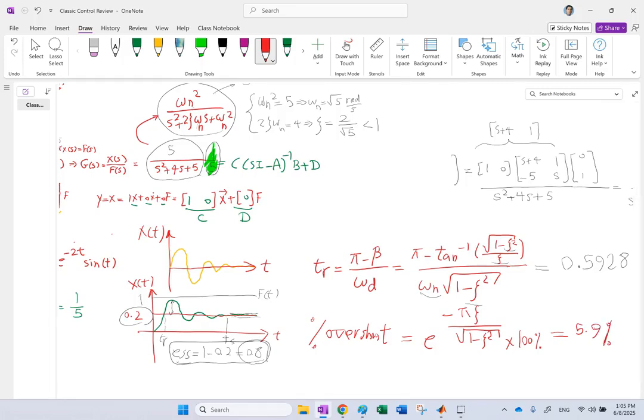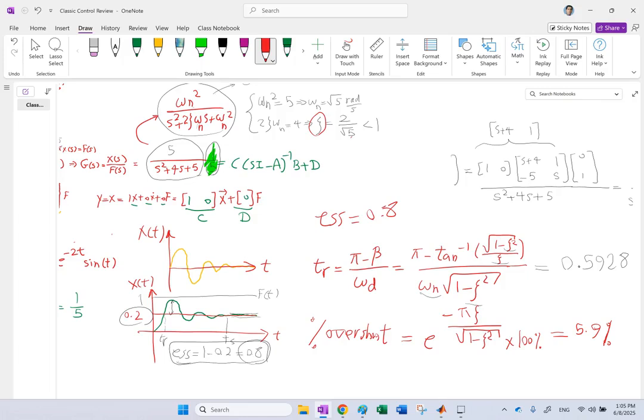Your overshoot is not too much, and the reason is your zeta is actually close to 1. It's a big damping in this system, so you don't have a big overshoot percentage. So that is the percent overshoot. We calculated the steady state error in this system as I just showed you.